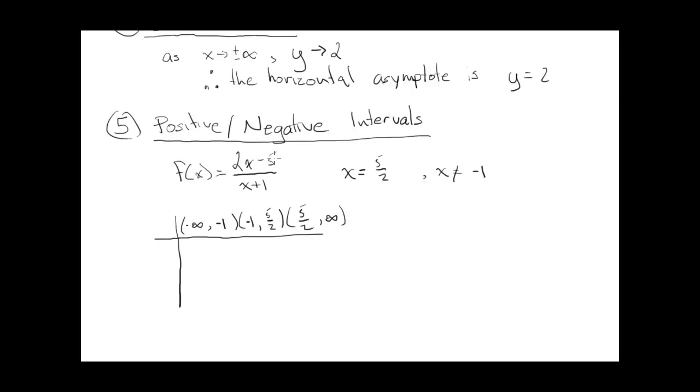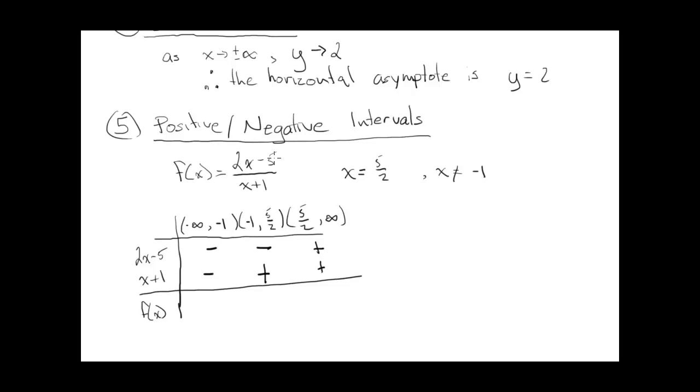Then you can list the factors here: 2x minus 5 and x plus 1. And the quotient of those two things gives you f(x). Now I'm going to take a number in the interval from minus infinity to minus 1, so let's say minus 10, and test that value in these two factors. If I subbed in x equals minus 10 into this factor, I would get a negative number, and here I would also get a negative number. If I took a number between minus 1 and 5 over 2, say 0, and subbed it into this factor, I would get a negative, and this one I would get a positive. And if I took a number bigger than 5 over 2, both factors would be positive.